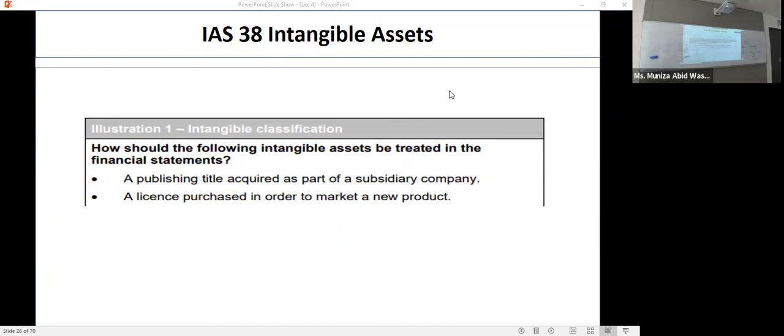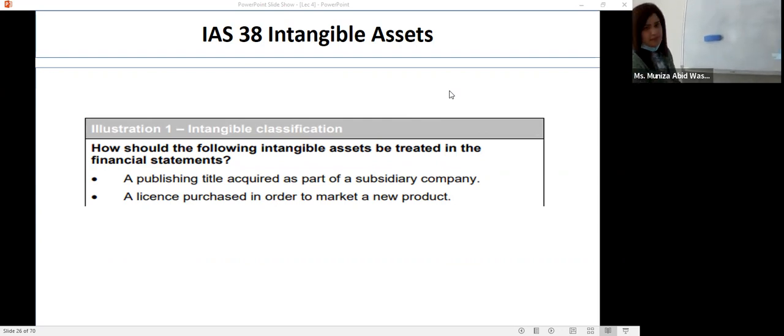Now, illustration number 1 is there, students. How should the following intangible assets be treated in the financial statements? Number 1, a publishing title acquired as a part of a subsidiary company. You are purchasing a publishing title acquired as a part of the subsidiary company. What is a subsidiary? A purchased company in which you have more than 50% shares. So if you have acquired a subsidiary, and together with that acquisition, you are acquiring a publishing title as well.